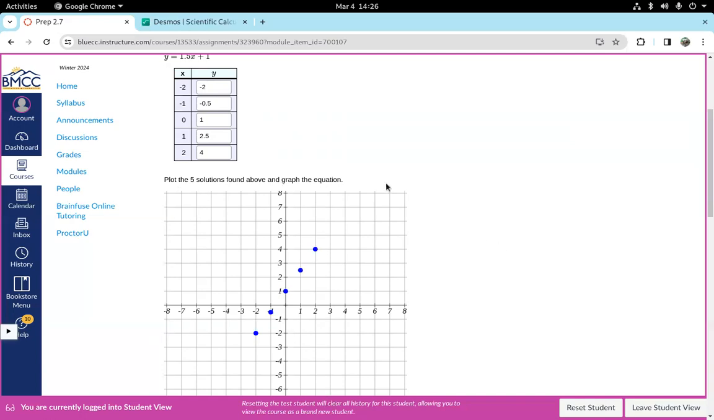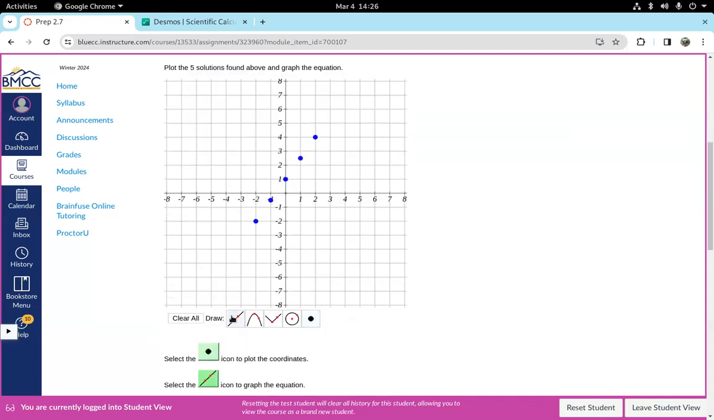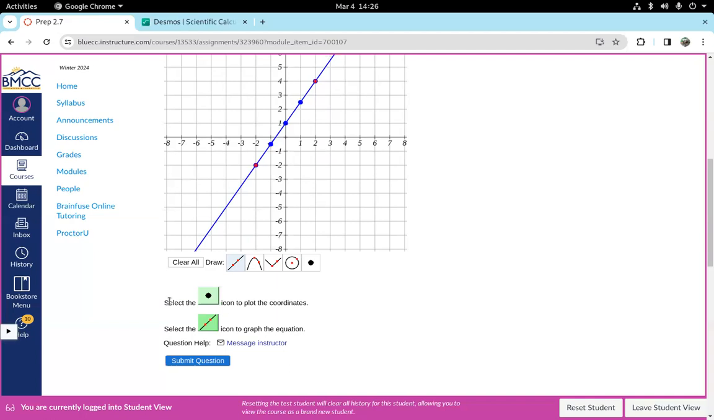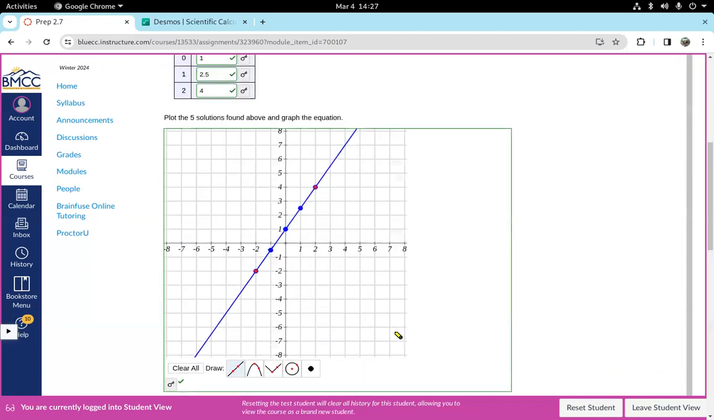Now to graph the equation, I just need to draw a line through any 2 of those points. So I'm going to switch to the line tool, and I'll just pick the first one and the last one, but any 2 should work. Again, I'm getting extra information down here. Select this icon to plot the points, and then select that icon to graph the equation. See if the computer likes my work. It does. Cool.